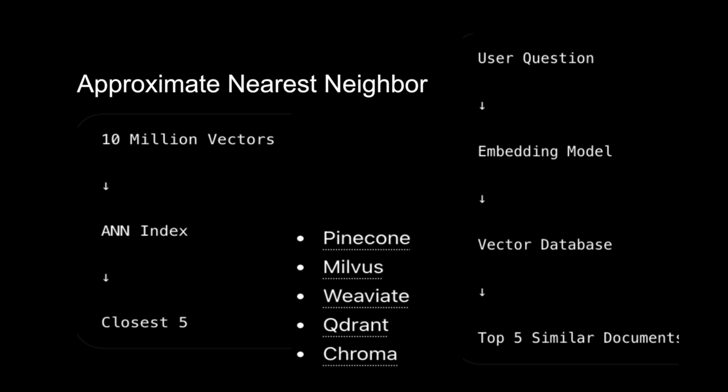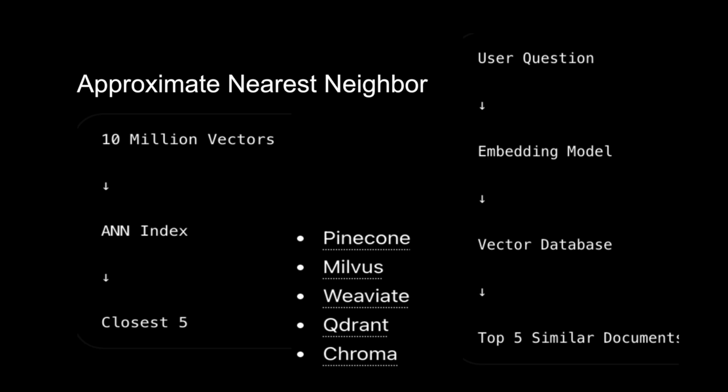Now, this is where vector databases become extremely fast. They don't compare against every vector. They use an intelligent indexing algorithm called approximate nearest neighbor. These indices quickly locate the nearest vectors. For example, in a company, a user types a question. The question becomes an embedding. The vector database finds similar documents and those documents are returned.